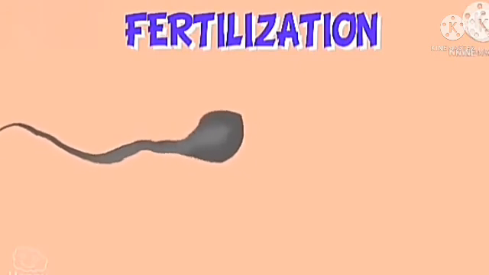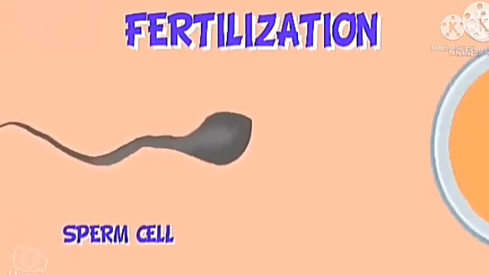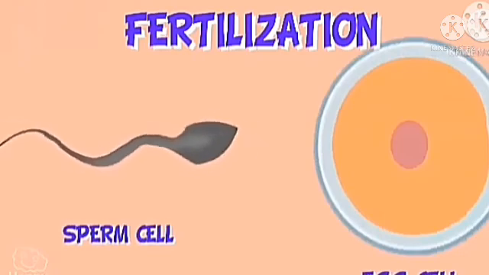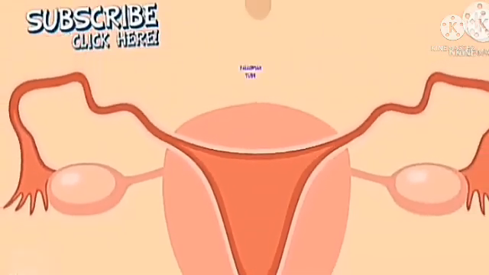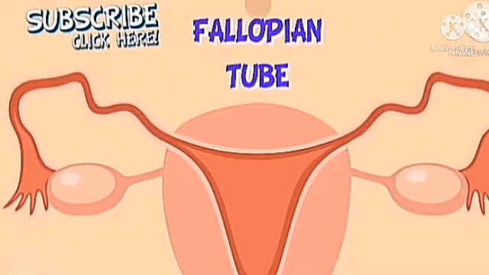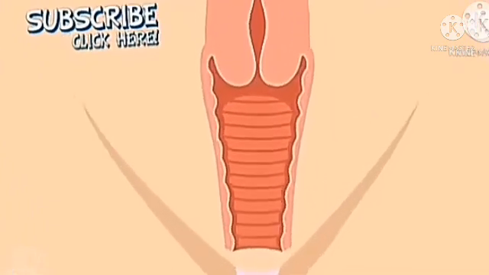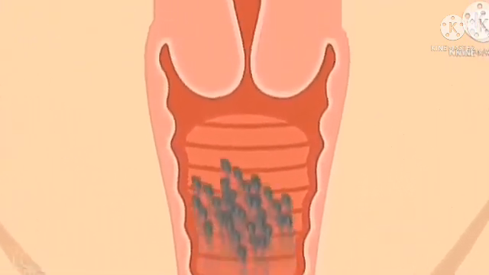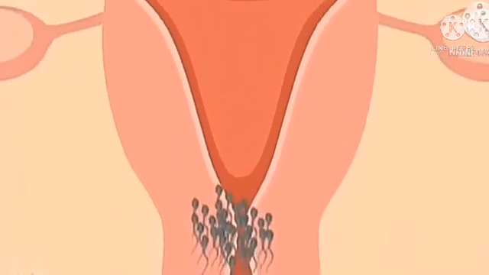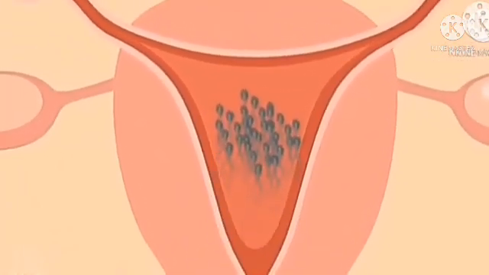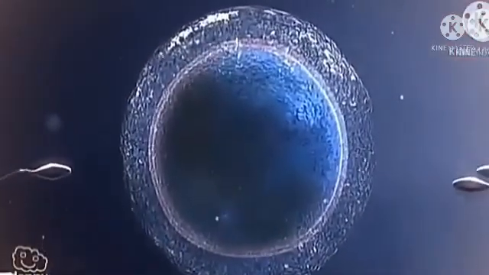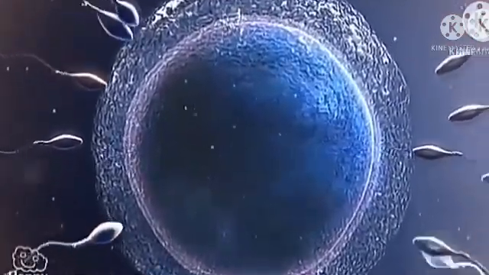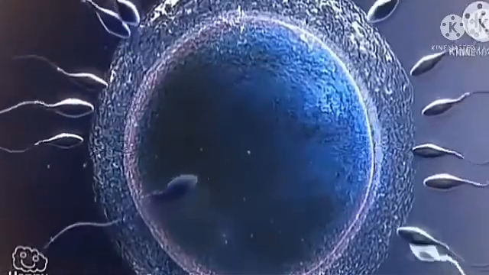Fertilization occurs when the sperm swims and joins with the egg cell. This is called fertilization. During ovulation, the egg is released from the ovary and carried to the fallopian tube. The sperm cell swims through the vagina and passes all the way to the fallopian tube, where it meets the egg and fertilization occurs. Only one sperm fertilizes the egg.